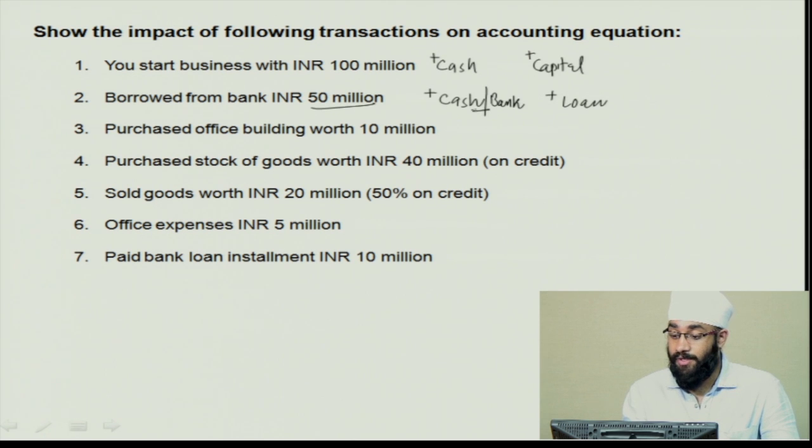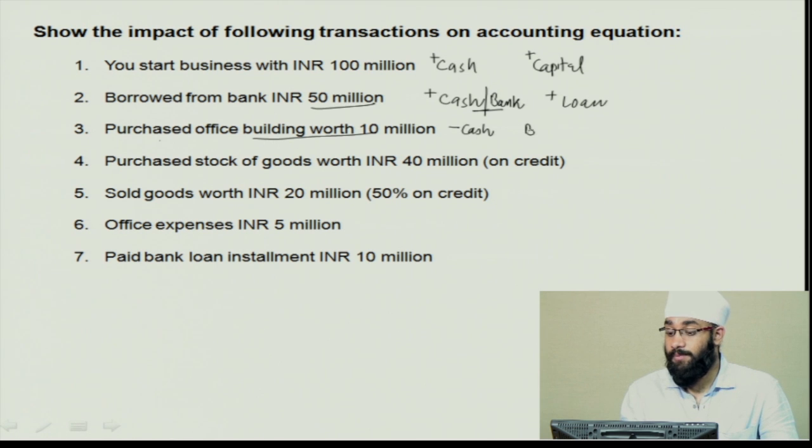So right now I have just treated cash and bank as the same, so I'm not distinguishing between two. One can do that as well. Transaction 3. Purchased office building worth 10 million. Now when you purchase building, you spend cash. So cash has to go down, negative, but you spent cash and in return you got building.